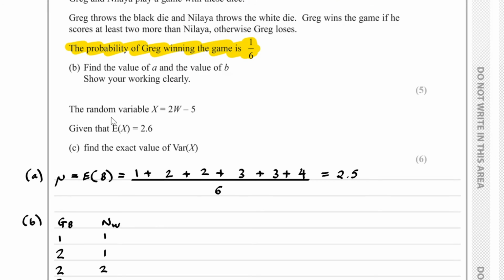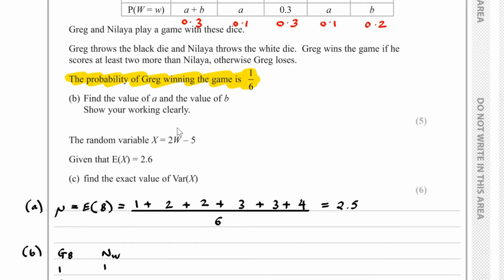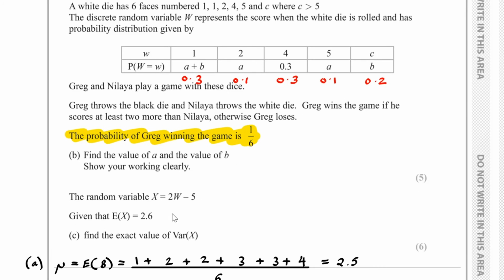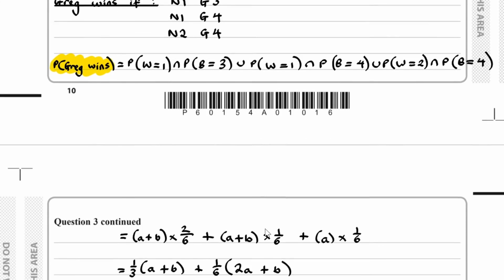So we found the values of A and B, and now for part C, the random variable X equals 2W minus 5, given that the expected value of X is equal to 2.6, we have to find the exact value of the variance of X. Well, what we can do with this is we can find out the expected value of W, and then we can multiply these together to find out the value of c. And once we've done that, we can relate the W via X via the variance.